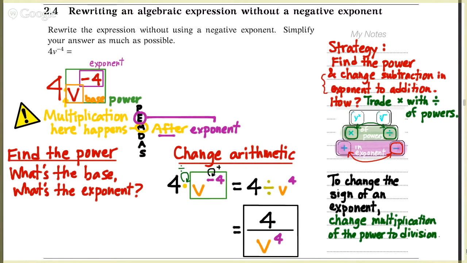Basically, what we've really done is we've just taken a v to the minus 4, which lived in the numerator of an expression, and we've dropped it down into the denominator. So we've just traded places. It used to be upstairs, now it's downstairs. And when you go from upstairs to downstairs, you change the sign of the exponent. So how do you rewrite an expression without a negative exponent? Make the exponent positive and move the whole power that you just changed from multiplication to division, either from a numerator to a denominator, or maybe vice versa, from a denominator into a numerator.